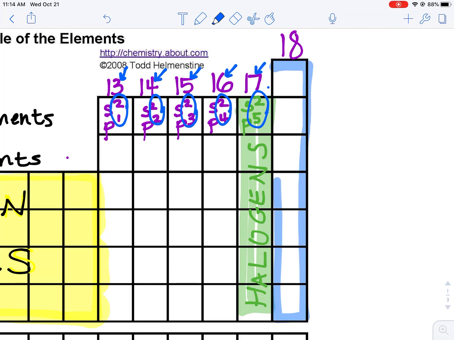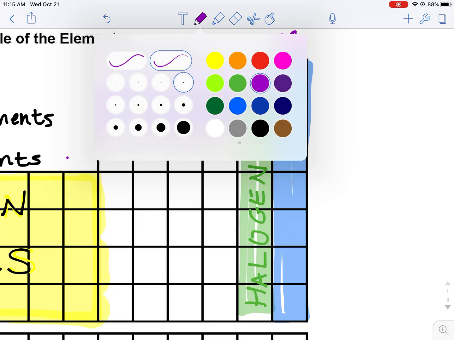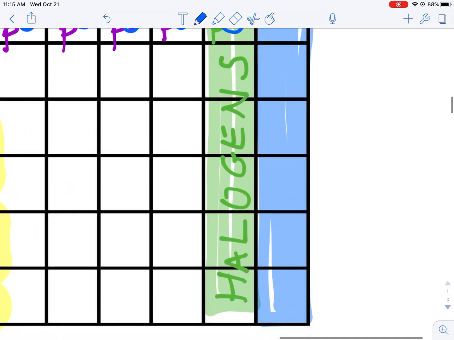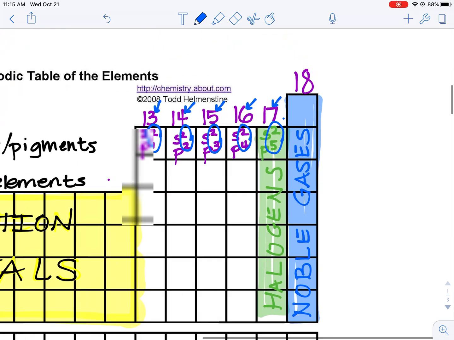These elements, again, have a special name. The reason why we skipped elements in groups 13, 14, 15, and 16 is because they don't have a special name. They're just called the boron group, the carbon group, the nitrogen group, the oxygen group, etc. Kind of boring. The elements in group 18 are called the noble gases.